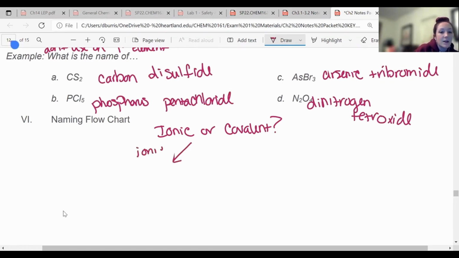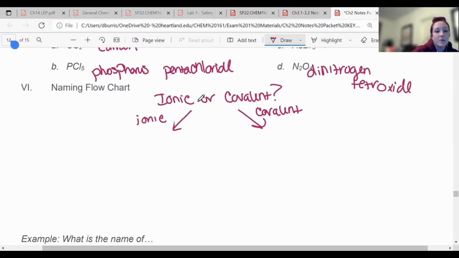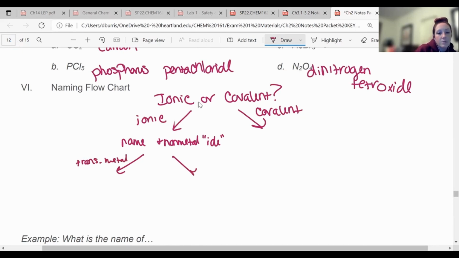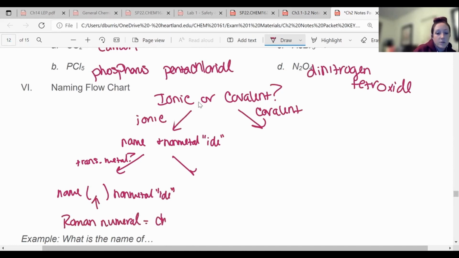I'm going to do ionic on this side versus covalent on this side. If it's ionic, we're going to do the name of the first metal, and then name the non-metal with an IDE ending. Pretty straightforward, right? The only time we need to add something is if there is a transition metal or a metal that can have multiple charges. Then we need the name plus a Roman numeral, and then the non-metal with an IDE ending. Remember that the Roman numeral equals its charge, not how many of them there are. Roman numeral is the charge.